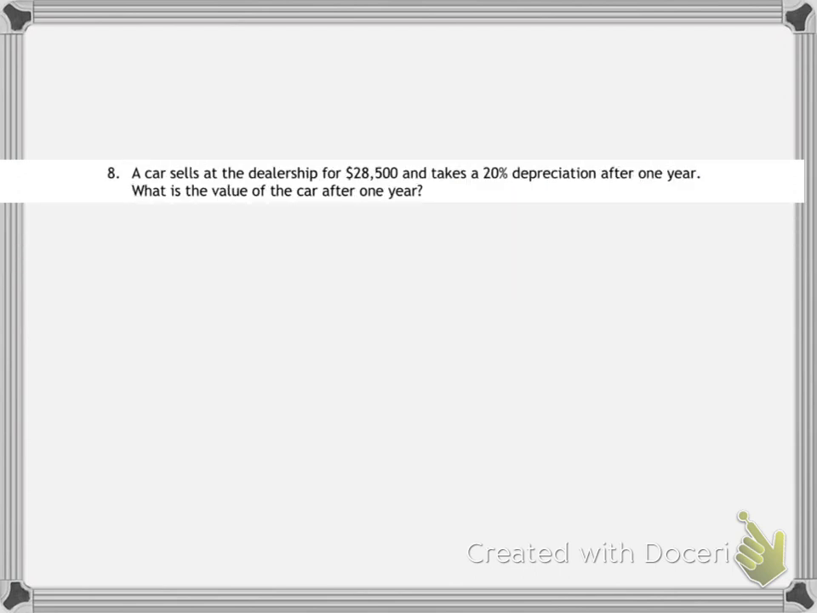Number 8, a car sells at a dealership for $28,500 and takes a 20% depreciation after 1 year. What is the value of the car after 1 year? There is a word here you may not know, depreciation. That means to reduce in value. Appreciation means to increase. Pause, set up your box, and then come back and check your answer.